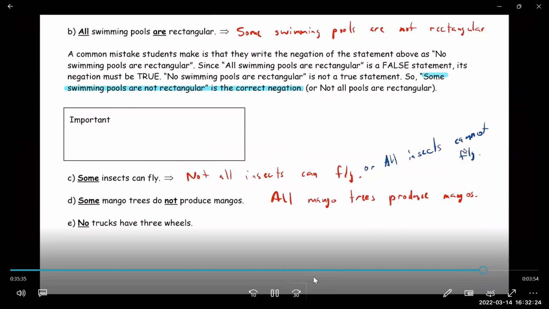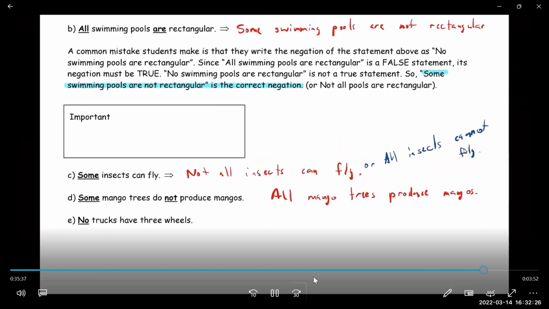All right, let's look at the last one. No trucks have 3 wheels. What would be the opposite of no trucks have 3 wheels? All trucks have 3 wheels? Well, not all, you could just say some. Okay, some trucks have 3 wheels.